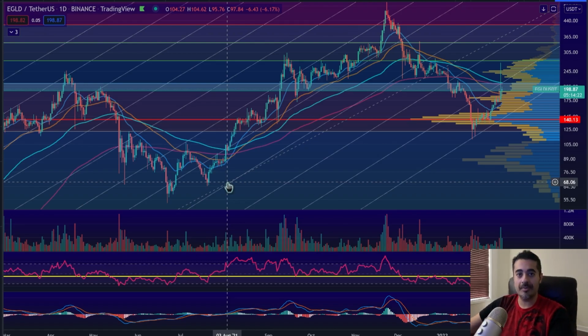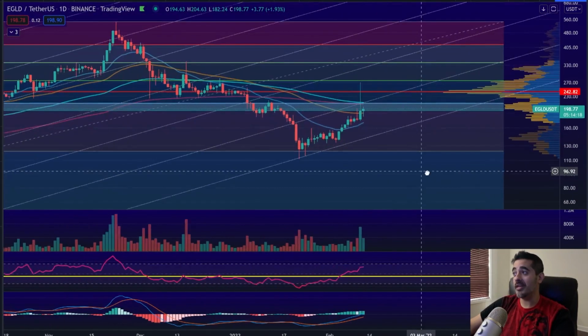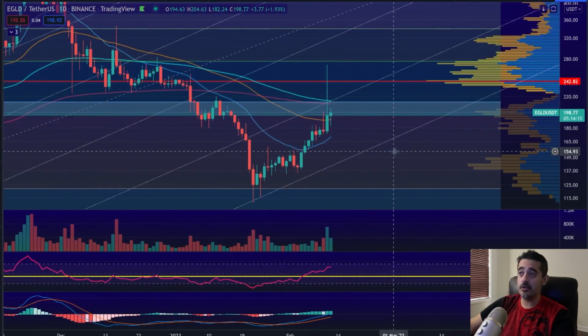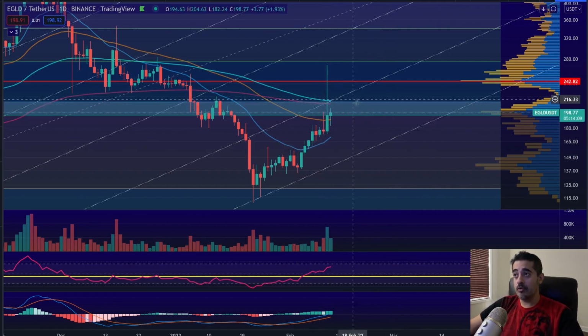And I'm a long-term investor, so that's kind of what I'm looking at. Keep a close eye on that 195 to 210 area, because when the news comes out from the Elrond team about the MEX utility, I think we could see a move up and a bounce to the 240 area, very possibly very quickly.